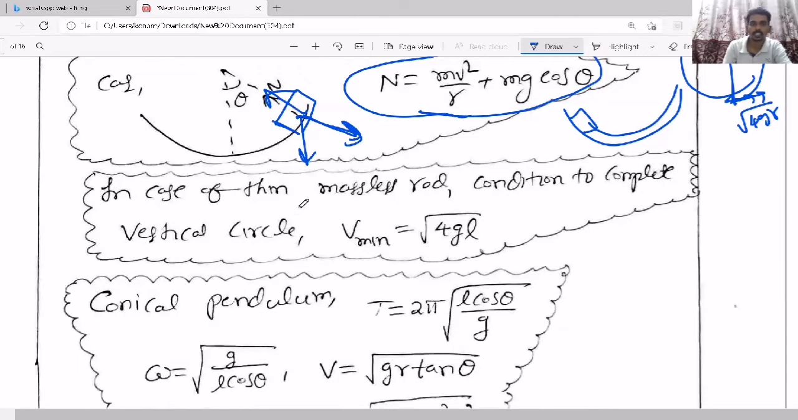See here, I already mentioned, in case of a thin massless rod, the condition to complete the vertical circle, that is the minimum speed at the bottom, is root 4 gl. Here L is used because the length of the rod is nothing but the radius. That's why they have written root 4 gl.